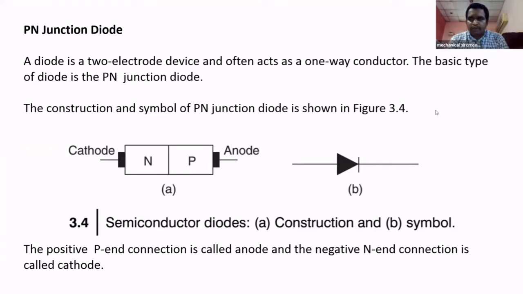Okay, yesterday we started our second unit. What is our second unit? Second unit is regarding solid state electronic devices and signal conditioning. First part is about solid state semiconductor devices.